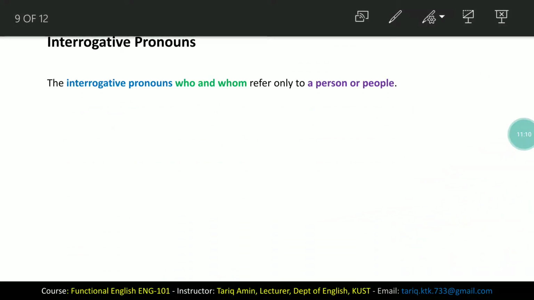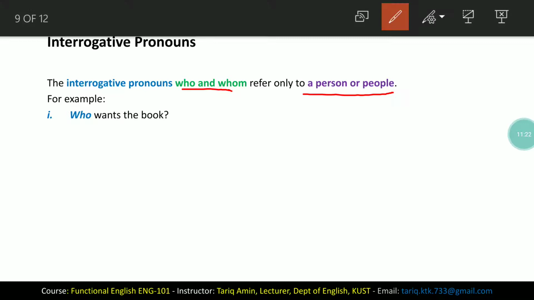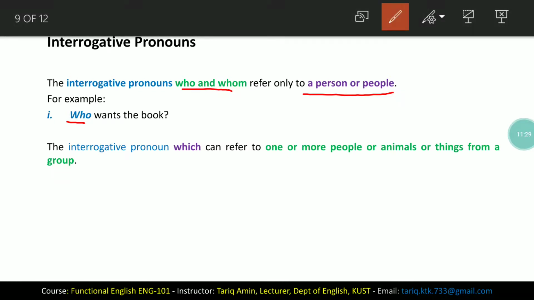The interrogative pronouns who and whom refer only to a person or people. They are used to refer only to a person or people. For example, who wants the book? So who refers to a person. The interrogative pronoun which can refer to one or more people or animals or things from a group.